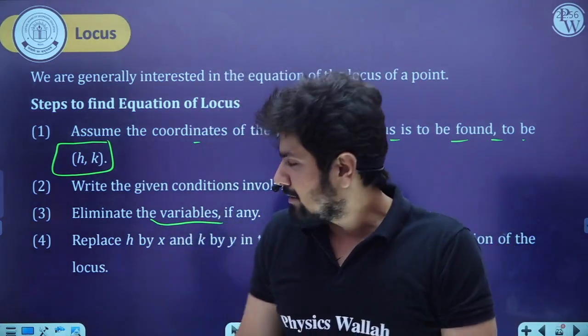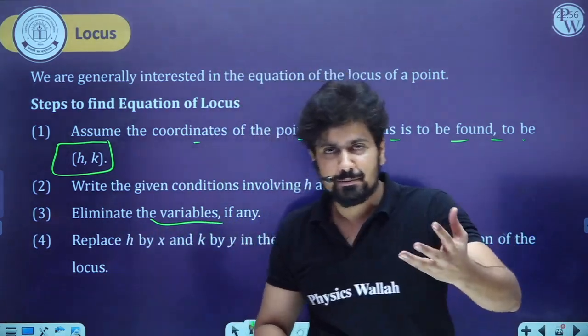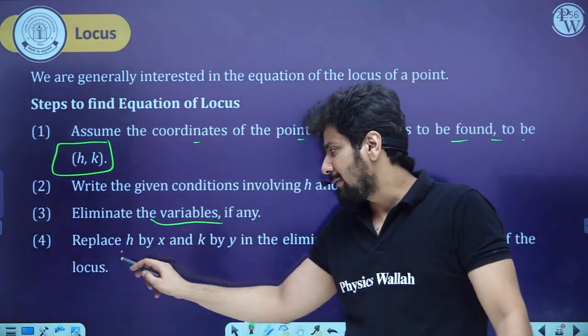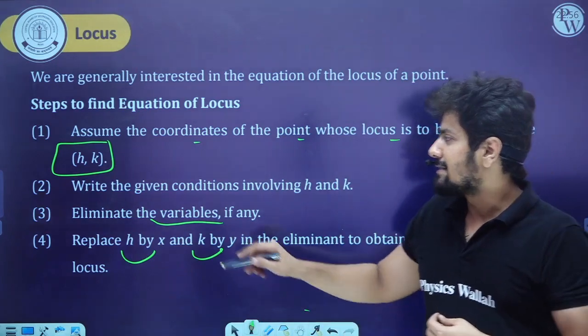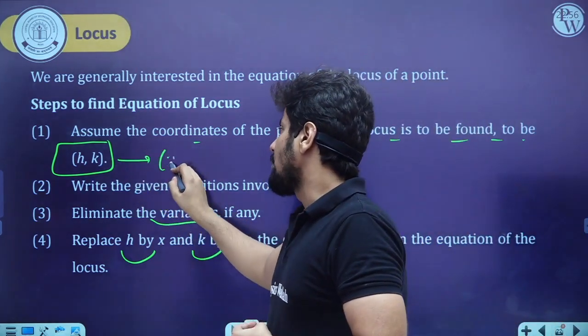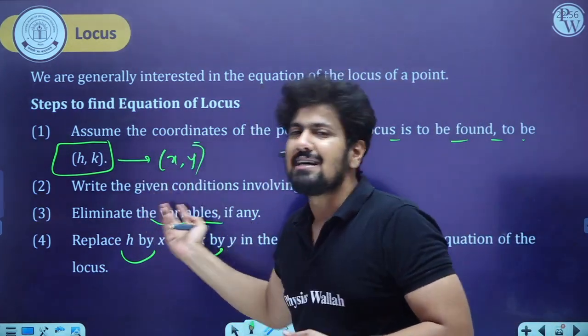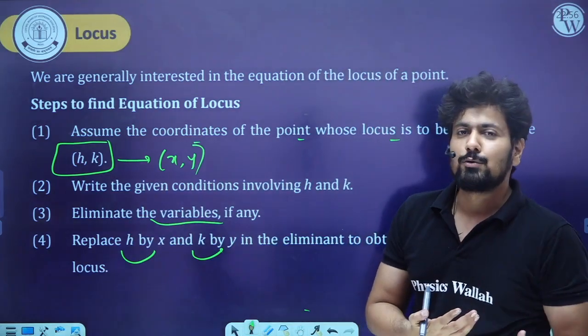The final step is just a makeup step. Just replace h by x and k by y. In the end, simply replace h, k with x, y. So you get an equation in terms of x and y, and that is our required locus.